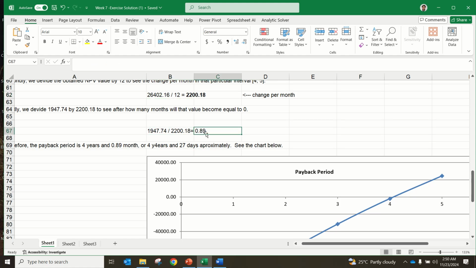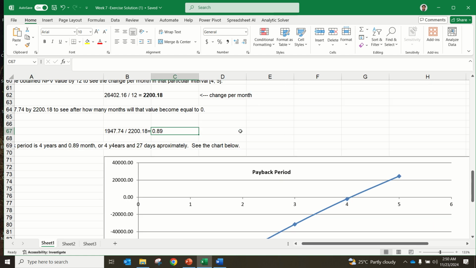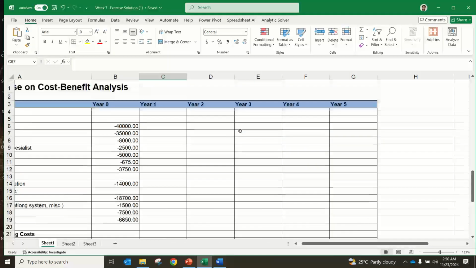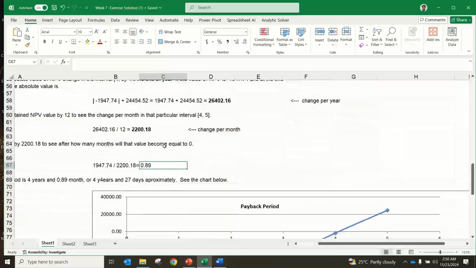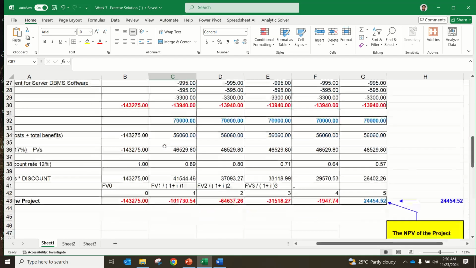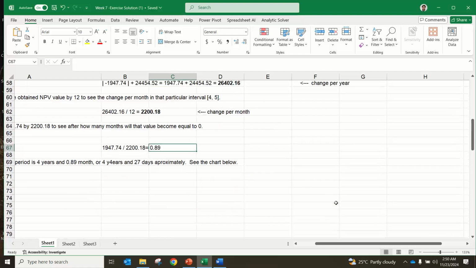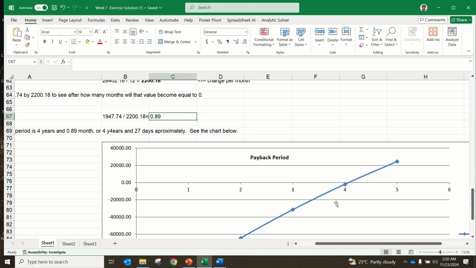So I will take almost 0.89. That means 4 years, 0.89 months, that means almost 1 year it will take to make a profit. So that is the change from year 4 to year 5, the sign change. So that many months it will take.